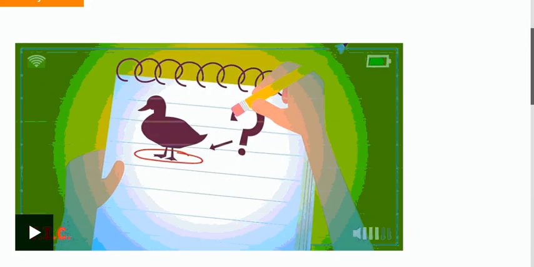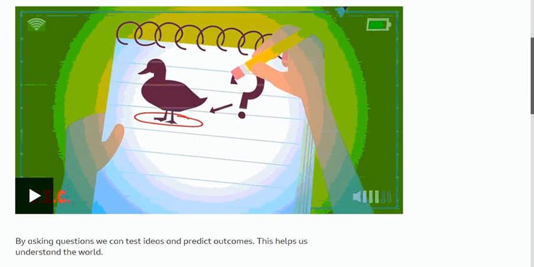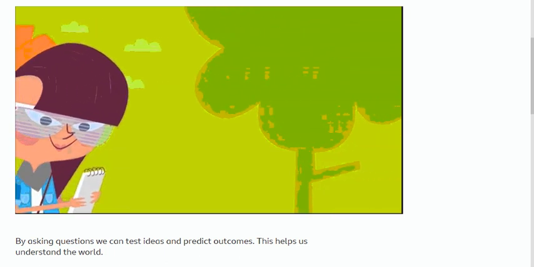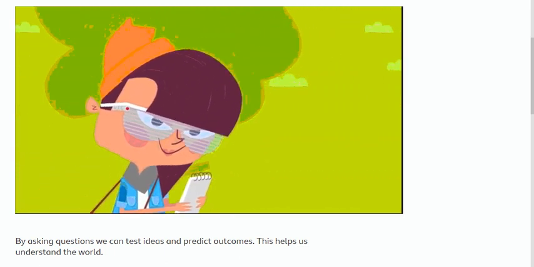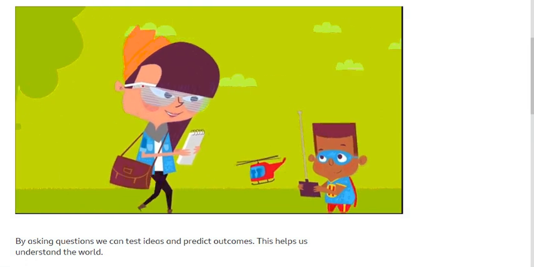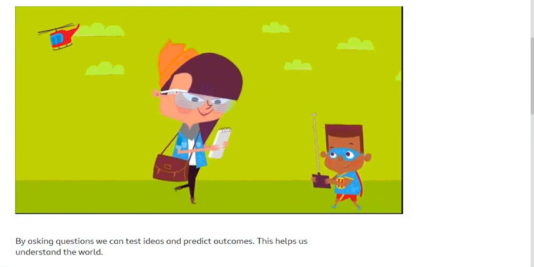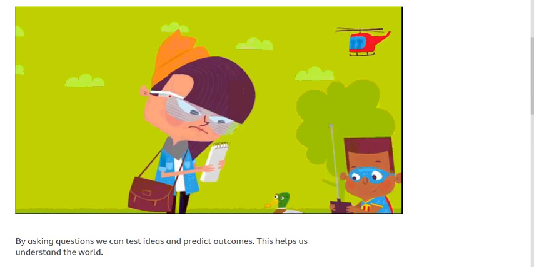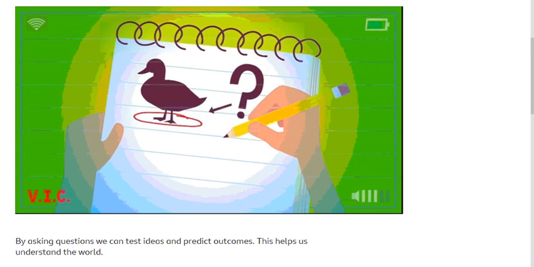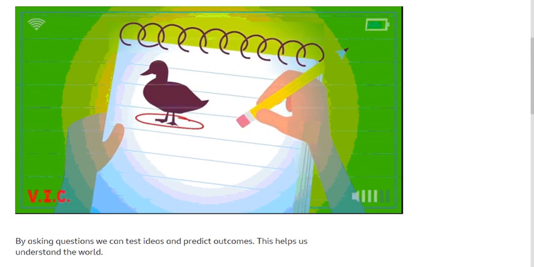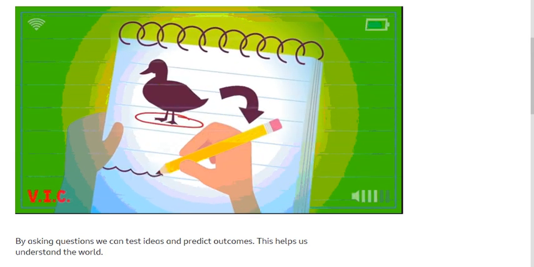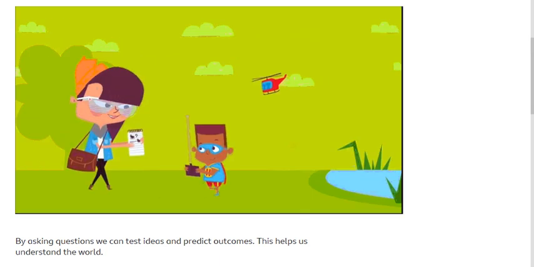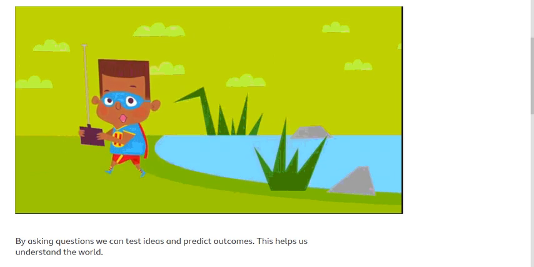What is Science? Right, Molly, let's do some science. Why? Because as scientists, we get to ask interesting questions about the world. Why? Because by asking questions like what, where, when, and why, we can test ideas and predict outcomes. Why? Because it helps us understand the world. That's science. Have you noticed that point? Why?